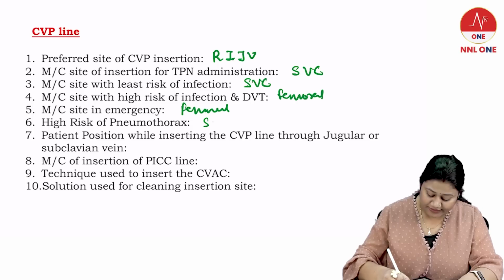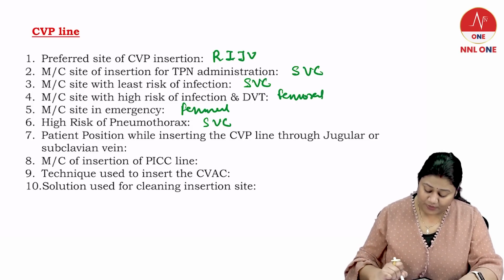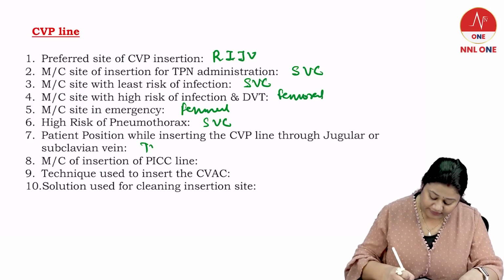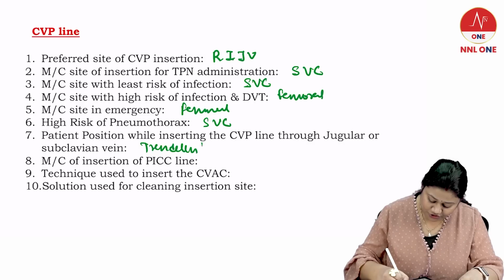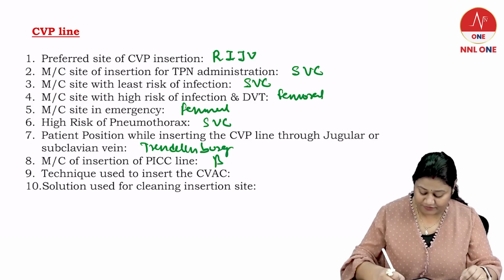High risk of pneumothorax, so the subclavian vein will have a high risk of pneumothorax. Patient position while inserting the CVP line through the jugular or subclavian will be Trendelenburg position. Trendelenburg. Most common insertion site of a PICC line is the basilic vein.